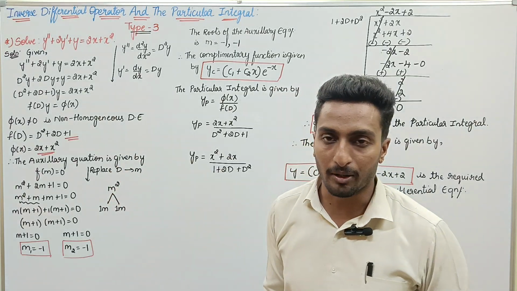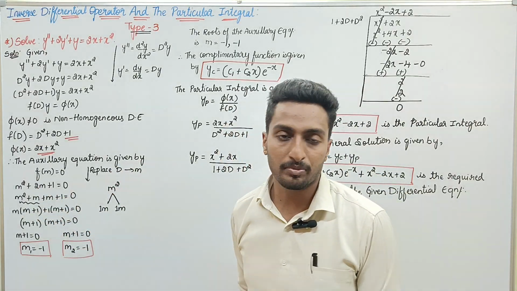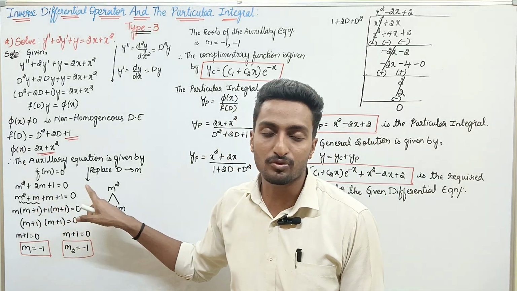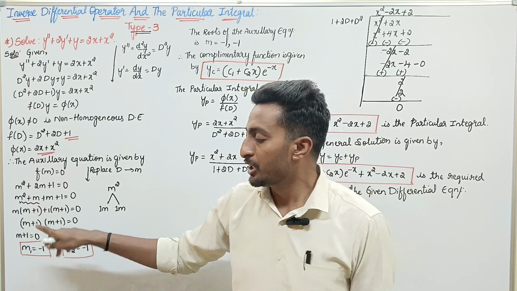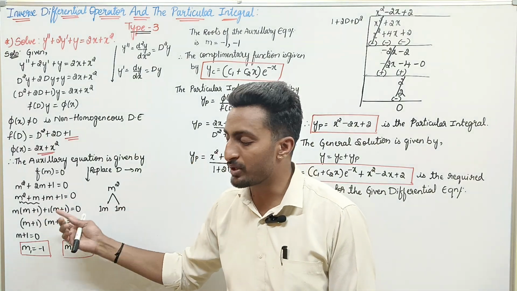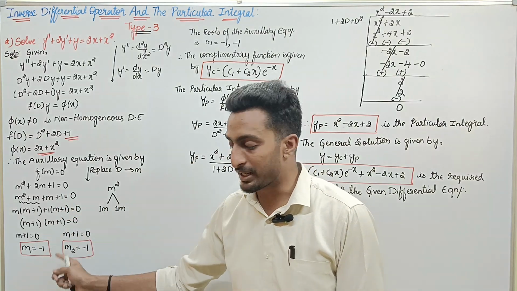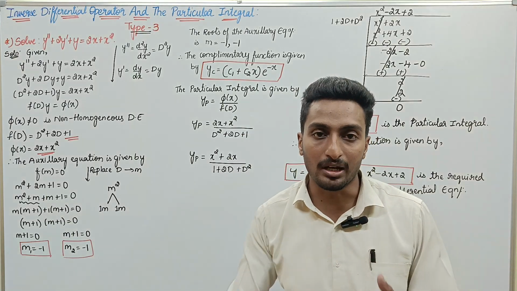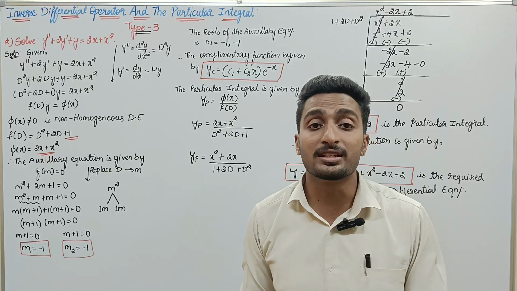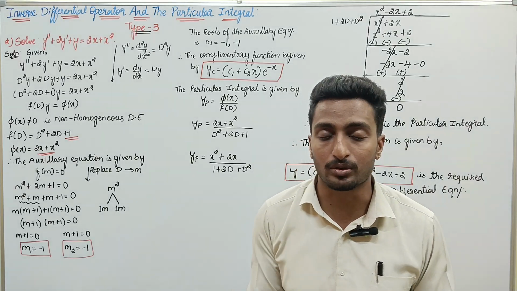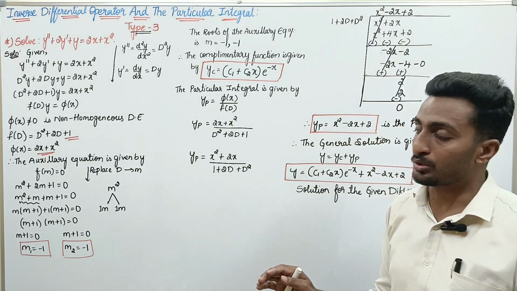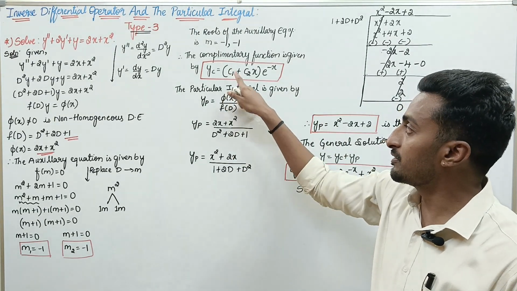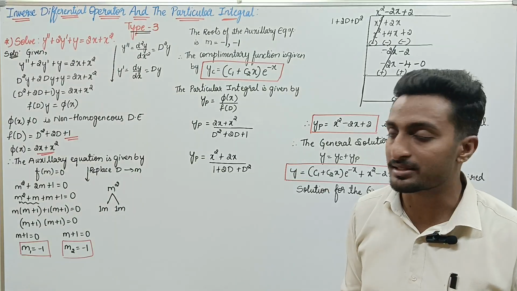Replacing D with m, you get m square plus 2m plus 1. Do the factorization, you get m square plus m plus 1 equal to 0. If you take common, you get two sets of roots, m plus 1, m plus 1. First root is minus 1 and second root is minus 1 also. If the roots are repeating, we call it a coincident root, real and coincident root. Considering this root, I am going to represent the complementary function, c1 plus c2x e power of minus x.